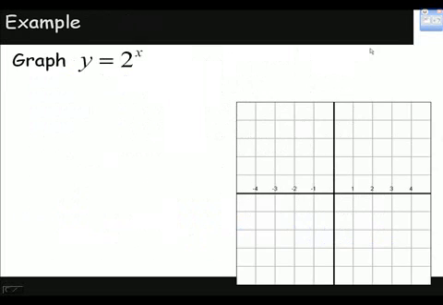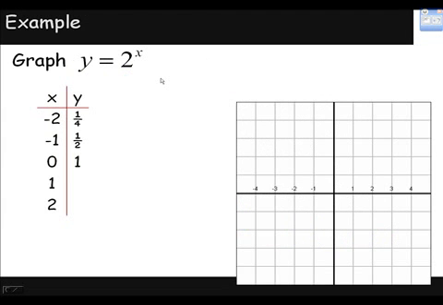So we're going to graph in this example y equals 2 to the x, just to get an idea of what one of these functions looks like. So let's just do a table of values. Let's choose some x values, some negatives, 0, and some positives. If we put in a negative 2, 2 to the negative 2 is 1/4. Negative 1, 2 to the negative 1 is a half. 0, 2 to the 0 is 1. Put in 1, 2 to the 1 is 2, and put in 2, 2 to the 2 is 4.